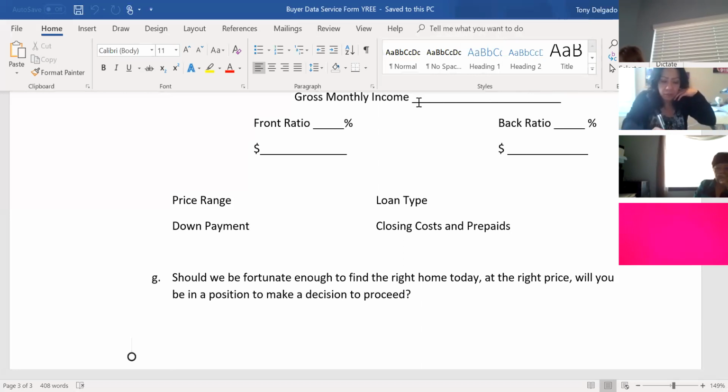Okay, so that was the buyer data service form.